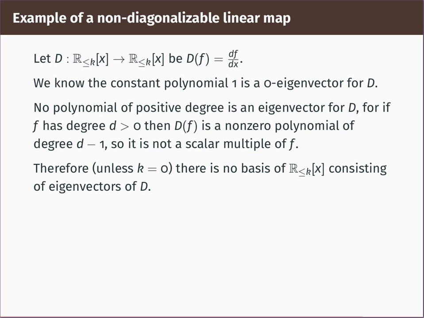So the only eigenvectors for D are constant polynomials, and therefore unless k equals 0, there is no basis for the vector space of polynomials of degree at most k in x consisting of eigenvectors of D. It follows that D is not diagonalizable.